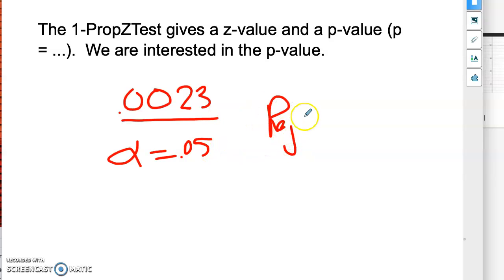Okay, I should type this, it'd be easier. Reject H0. In favor of the alternative, we do have evidence to say that our free throw shooter is not an 80% free throw shooter.